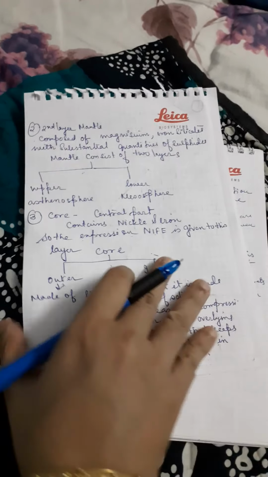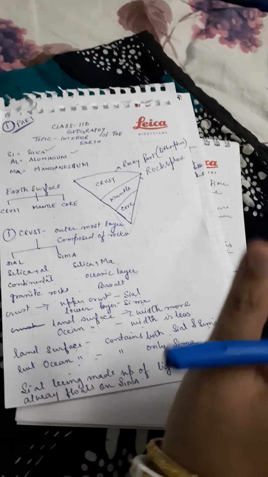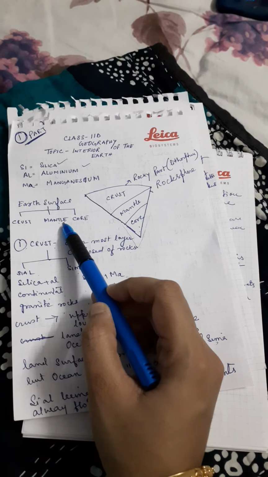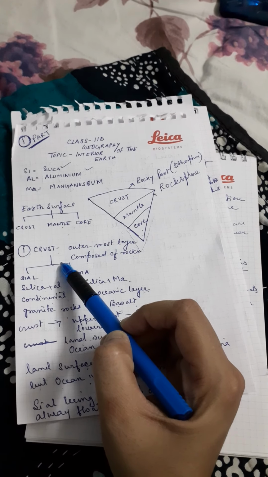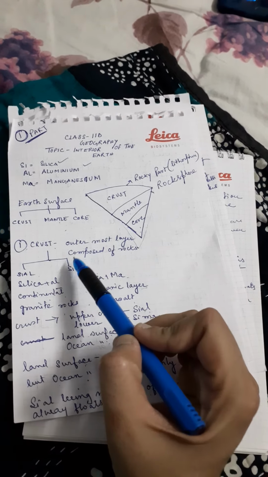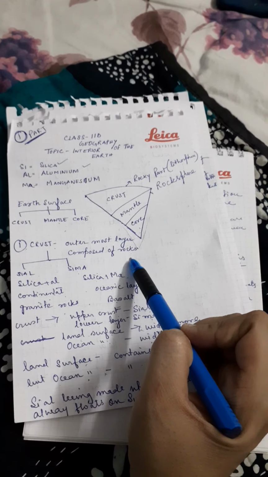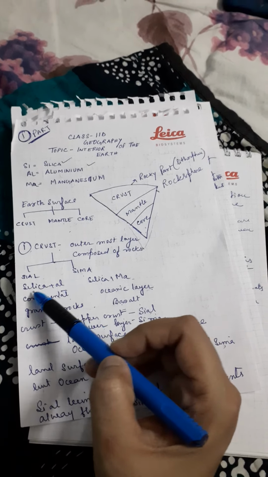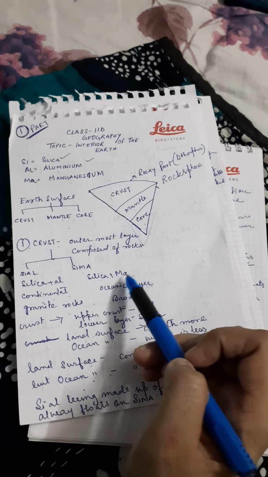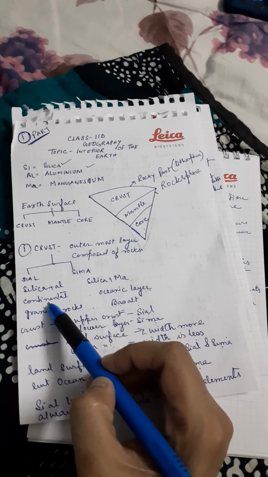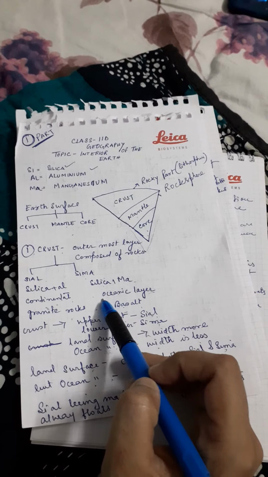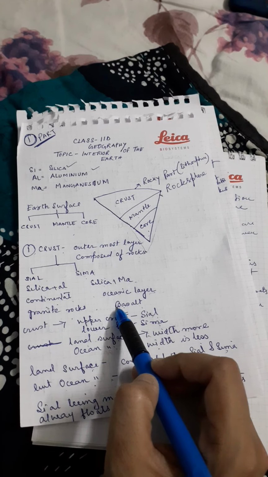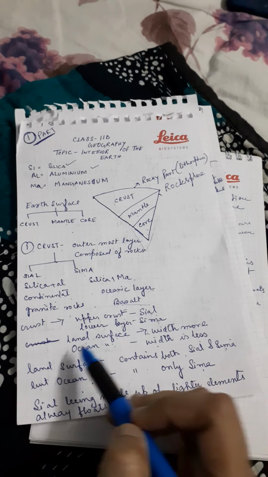So let us recapitulate again. The Earth's interior consists of three parts: crust, mantle, and core. Crust is known as lithosphere, the outermost layer, and is composed of rocks. It is divided into two parts, Sial and Sima: Sial is silica and aluminium, Sima is silica and magnesium. Sial is the continental layer, whereas Sima is the oceanic layer. Sial is made up of granitic rocks, whereas Sima is made up of basalt rocks.